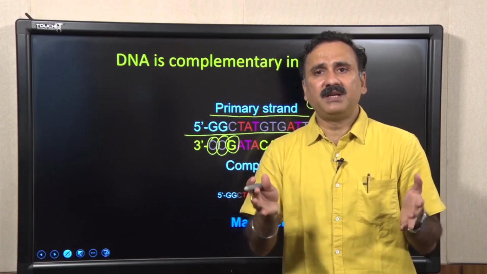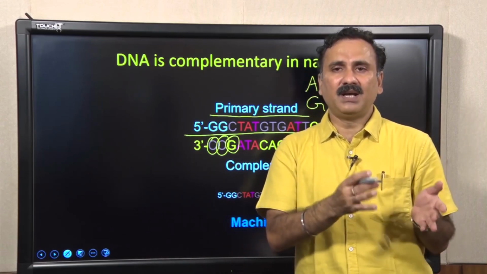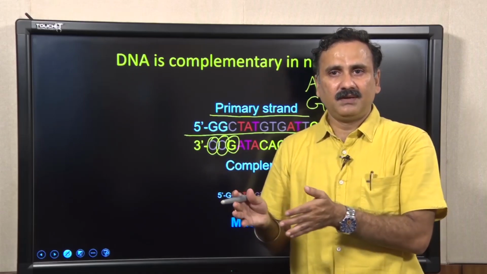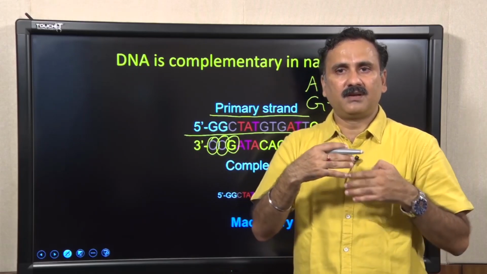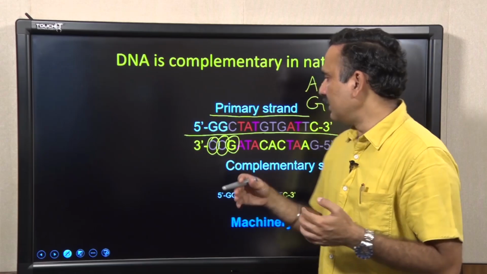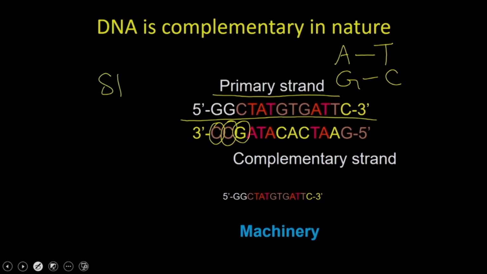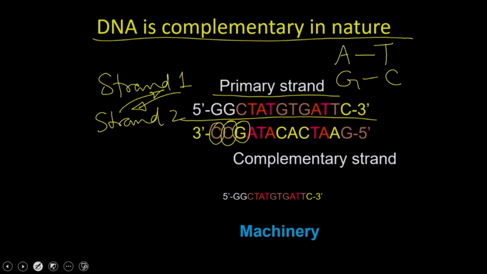How the complementarity is going to help you in conserving the molecules: if you have strand 1, you can generate strand 2 because the strands are complementary to each other, or if you have strand 2, you can generate strand 1. That is the basic principle through which the PCR mechanism works.